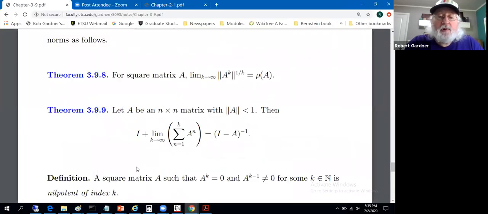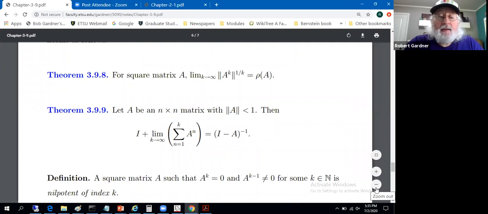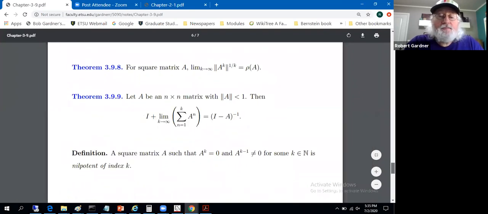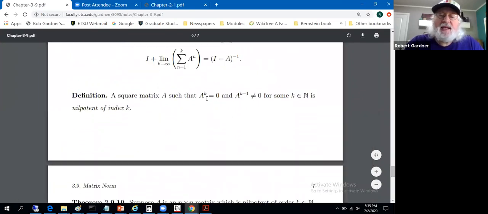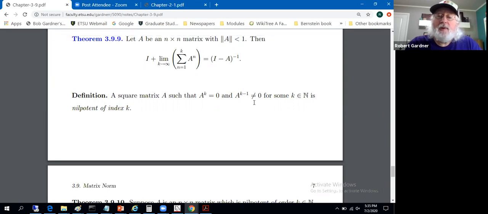Okay, a little bit more on the notes. A square matrix such that when we raise it to the k power we get the 0 matrix out, but we didn't get the 0 matrix out for one less on the power, is called a nilpotent matrix of index k. So k is the smallest exponent you can put on the matrix to get 0 out, if such a thing can be done.